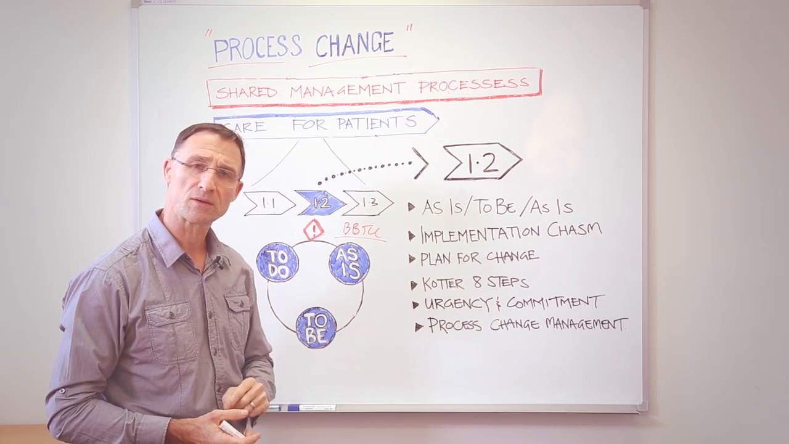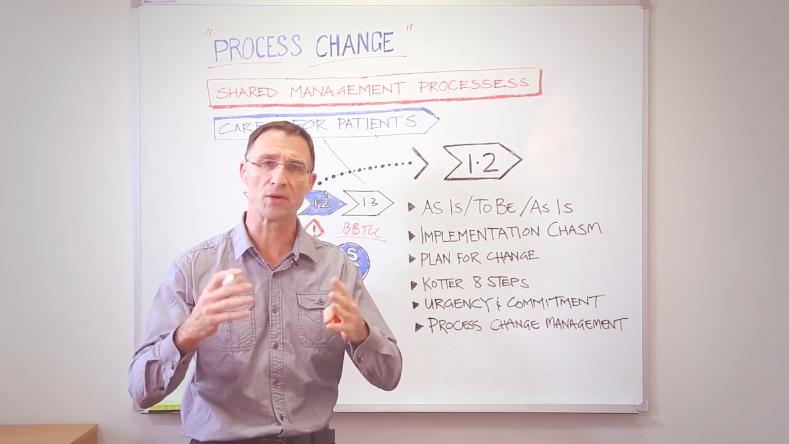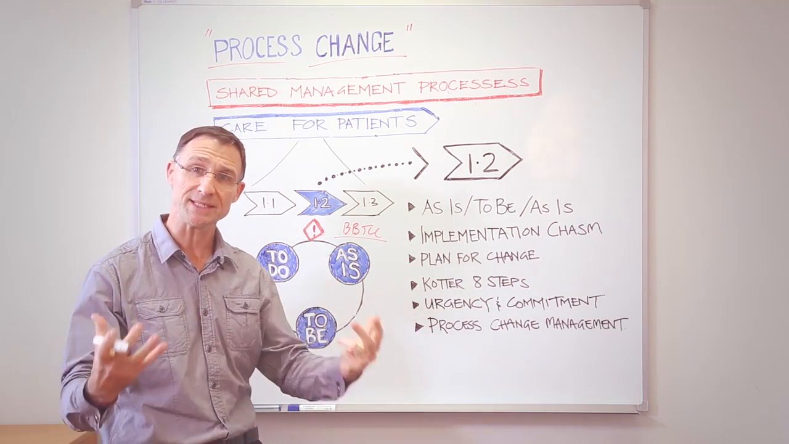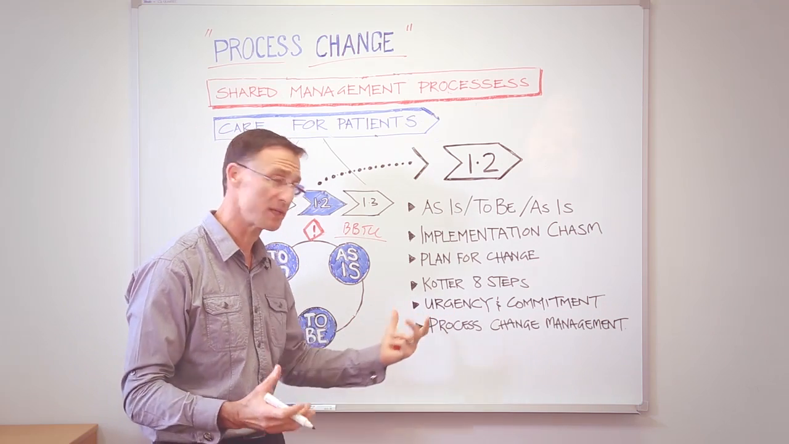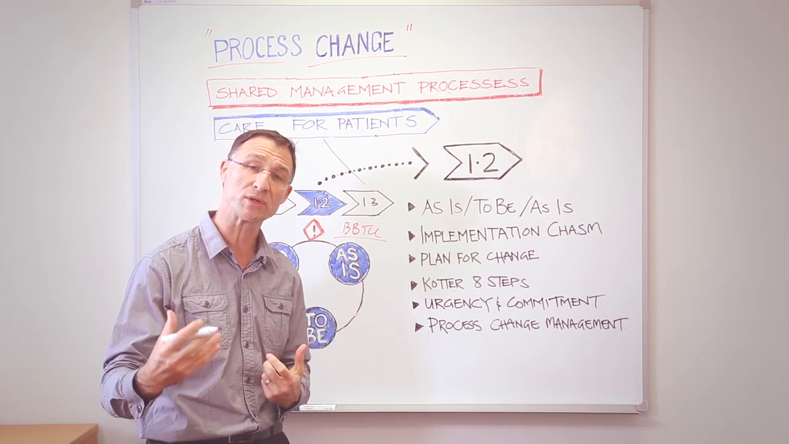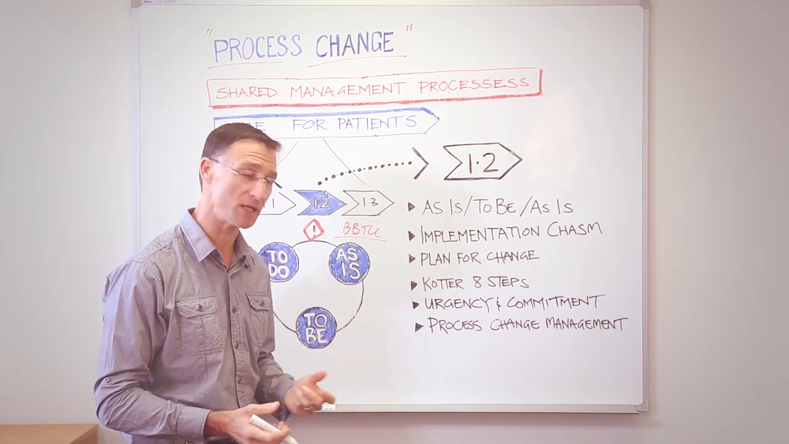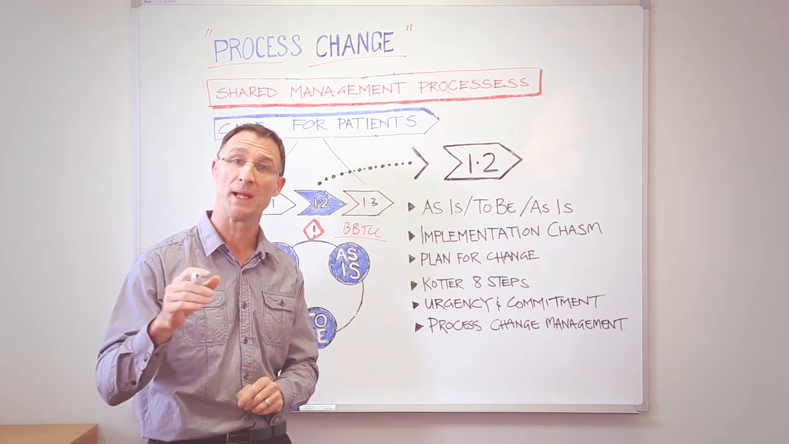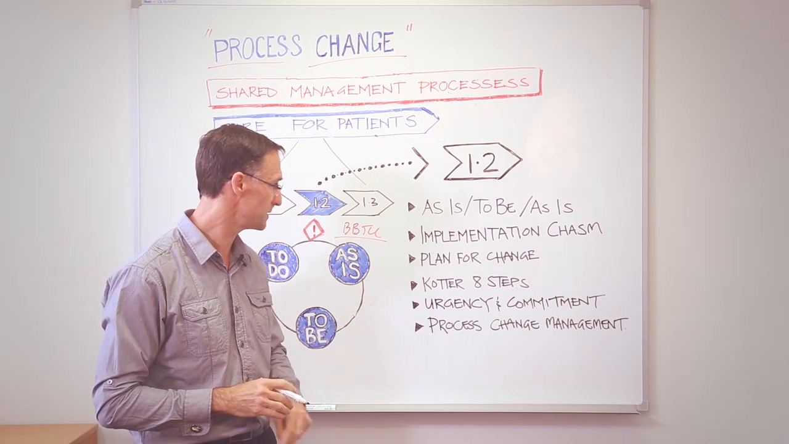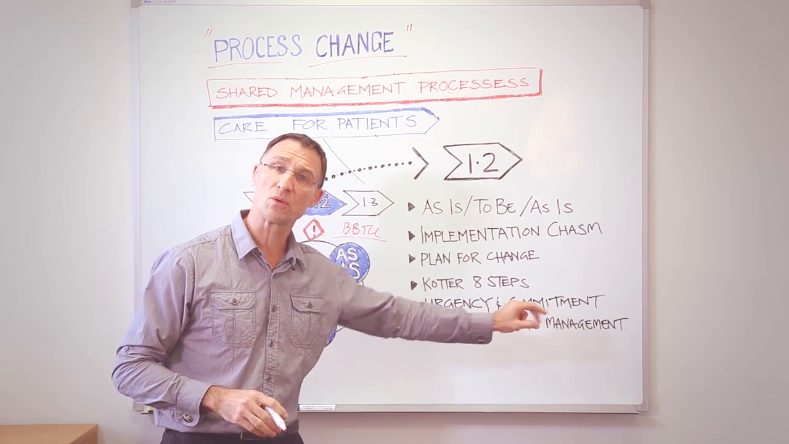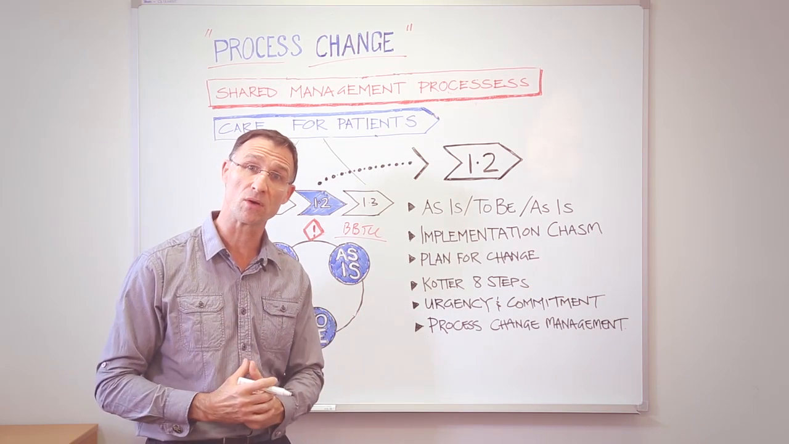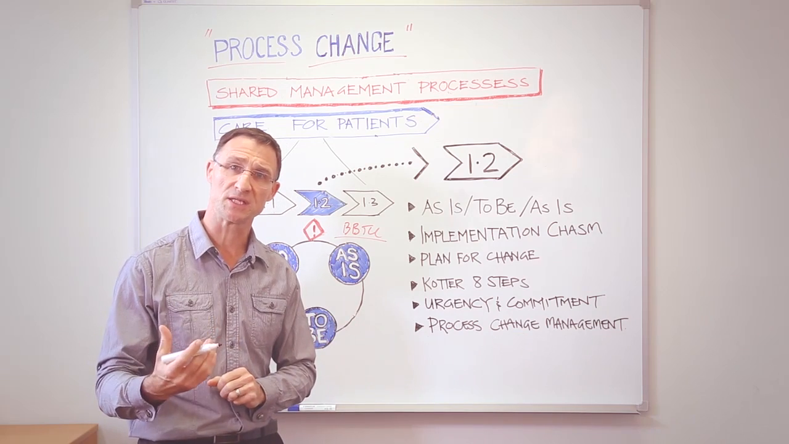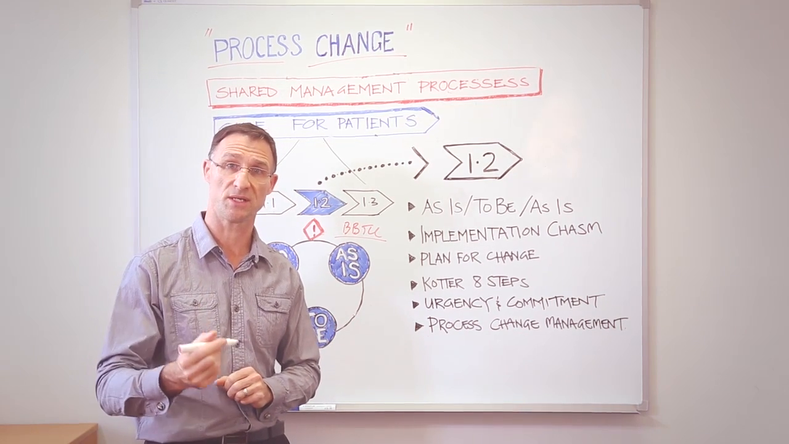Kotter's 8-step program is really broken down into 3 phases. The first phase is about creating a climate for change, developing a sense of urgency and ensuring that the organization is ready for the change that you're going to implement through the processes that are going to impact on the people and on the systems of that process. The second is making sure that the organization is engaged and comes along on that model. And then the third is embedding the process change management so that we achieve the change.